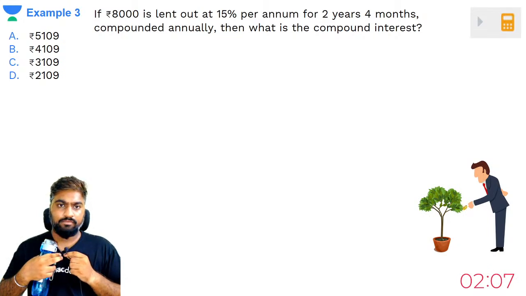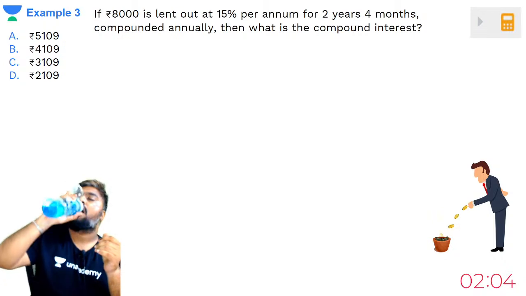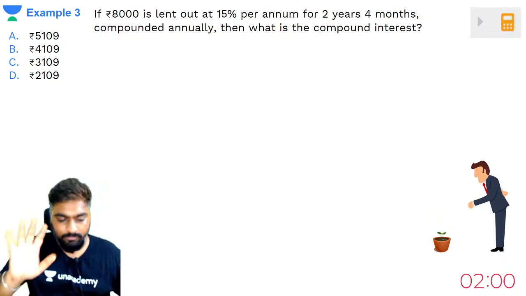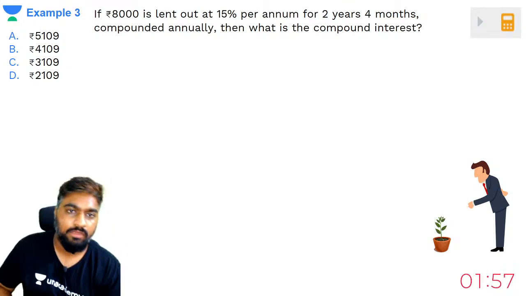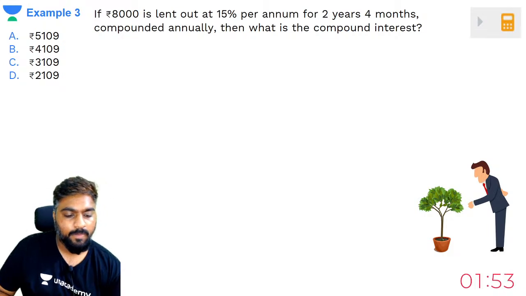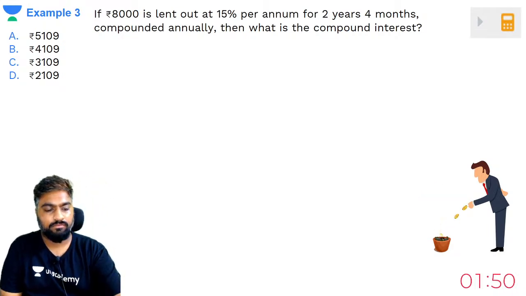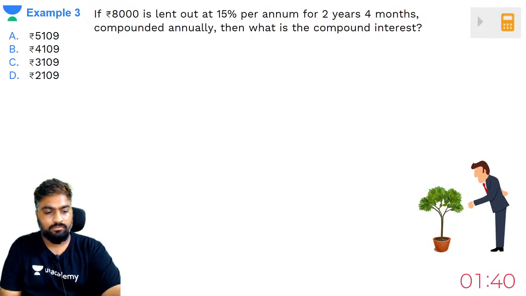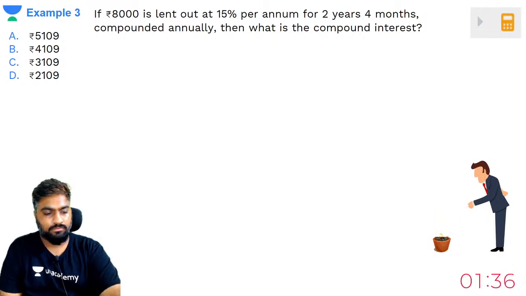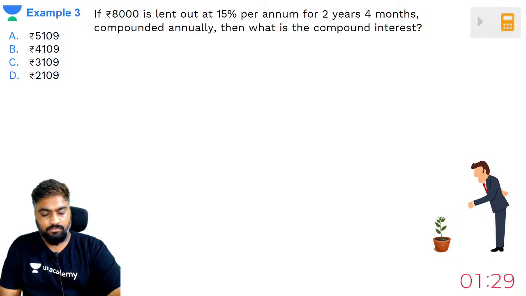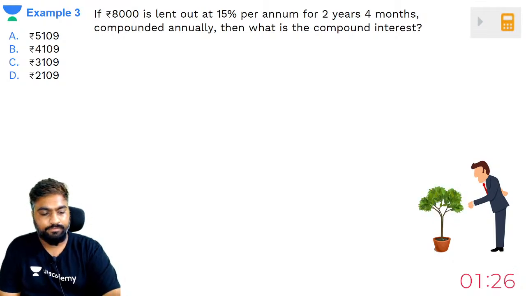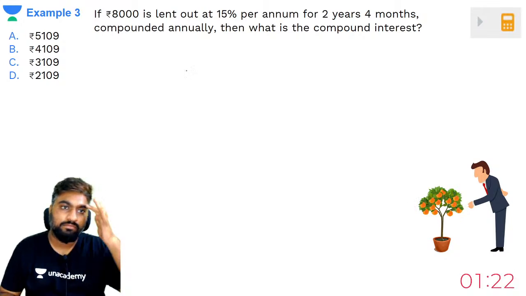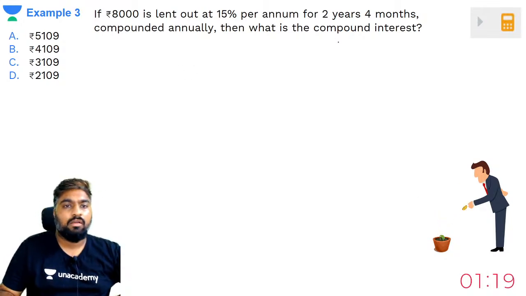यहाँ पे थोड़ा सा ट्रिकी है. दे आर आस्किंग फॉर 2.4 months. 2 years 4 months, sorry, 2 years 4 months. हाँ guys, anyone answer for this? What is the compound interest?